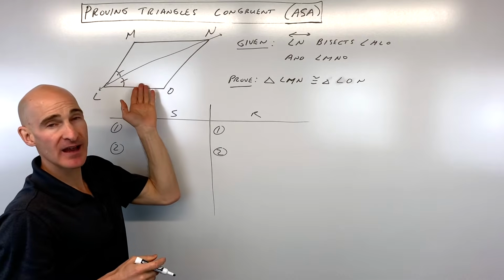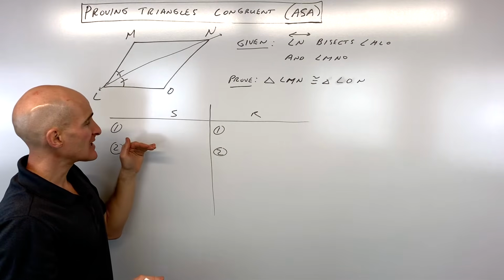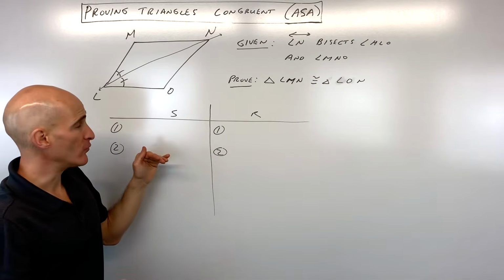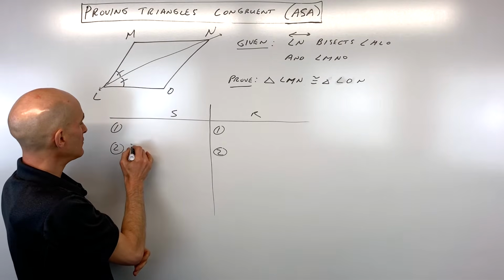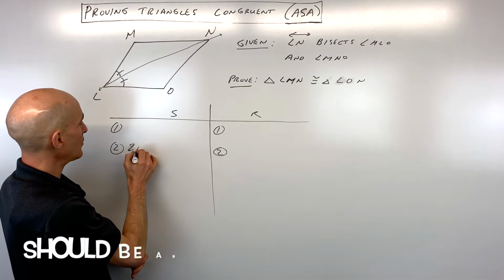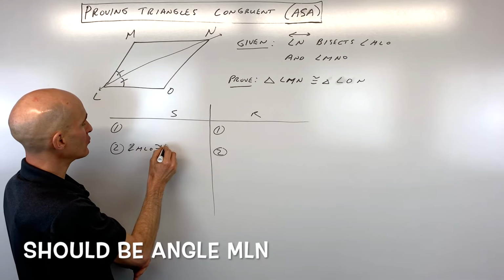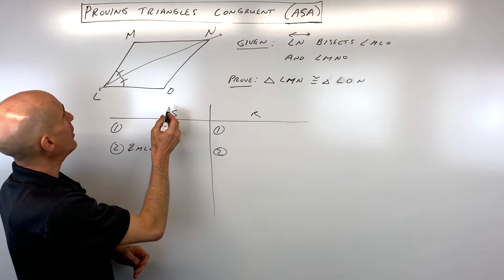So I like to mark it on the diagram. And then when I figure things out, I also like to make it a step in my proof. So I'm going to go ahead and put that down. Let's see, it's angle MLO. Whoops, angle MLO is congruent to angle OLN.